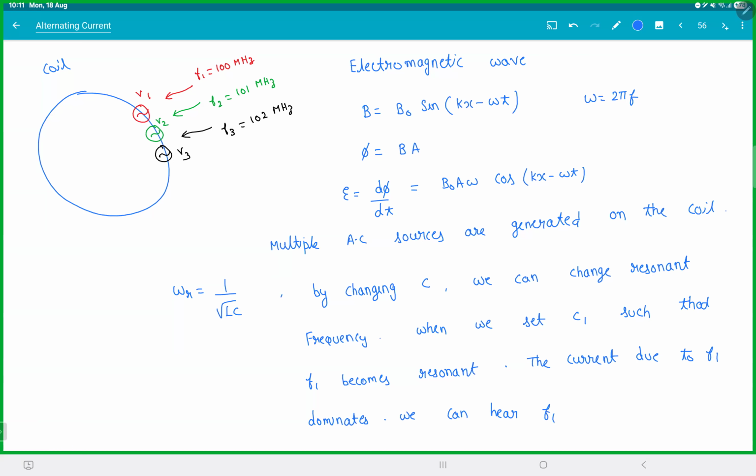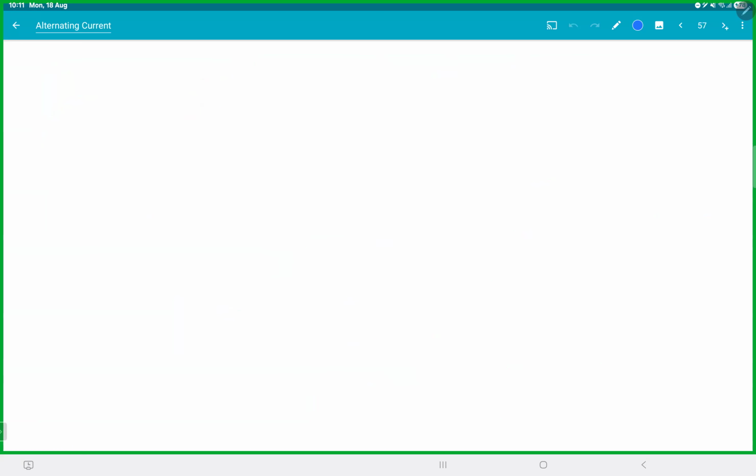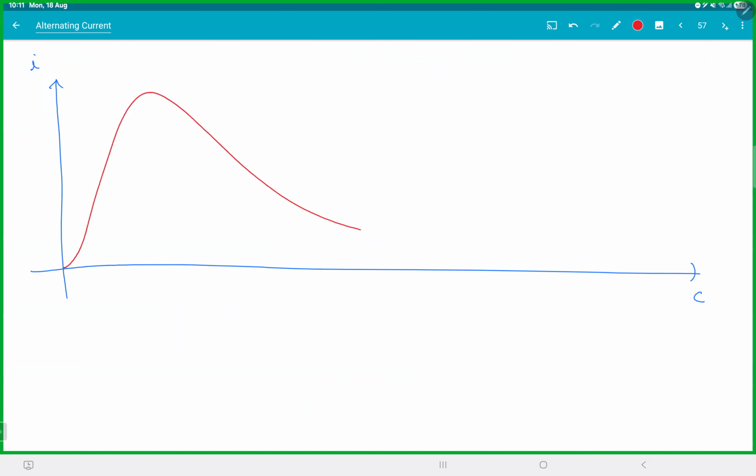Let me show it on a graph, you'll understand. So if I try to plot all these things on a graph, let's say this is the current versus capacitance. So for the red one, the F1, let's say this is the graph.